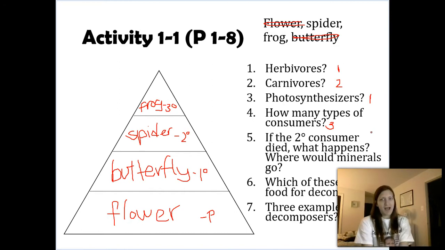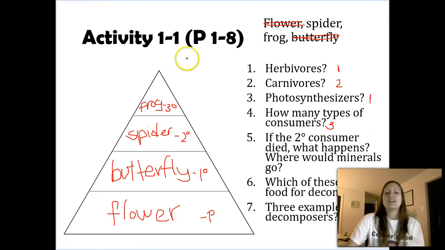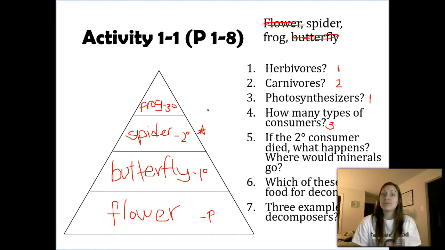So question 5, this is actually something we just went over. If the secondary consumer died, so if these spiders died of natural causes, so the frog didn't eat it, the spider just up and died of old age. The question is, what happens next? What happens to that dead body? Well, who eats dead bodies? Decomposers eat dead bodies. So it starts getting decomposed.